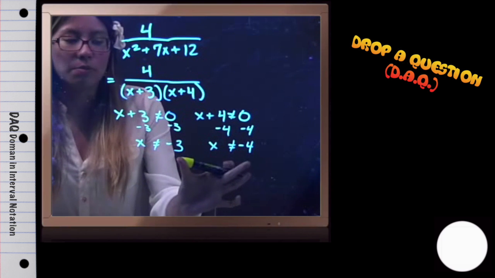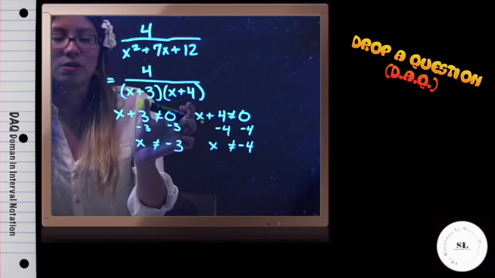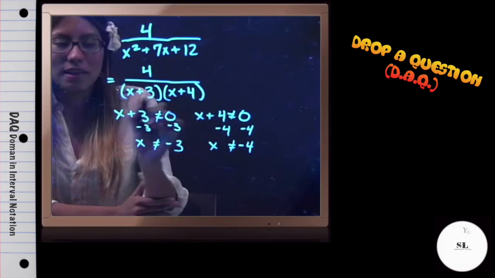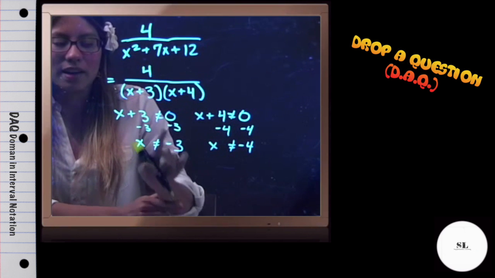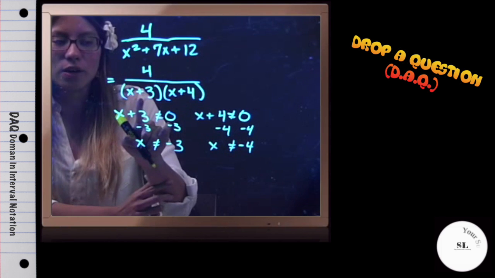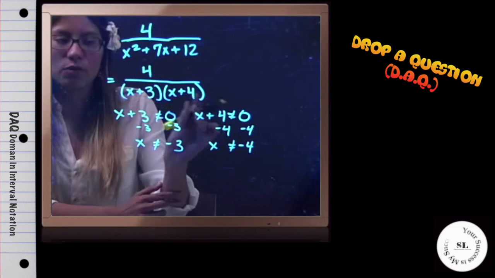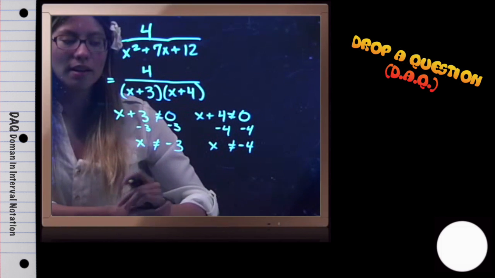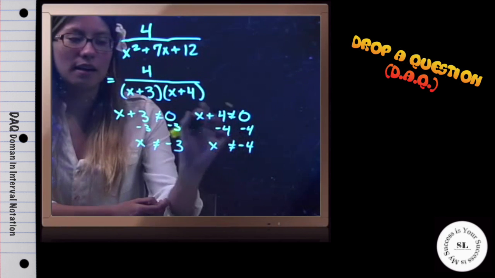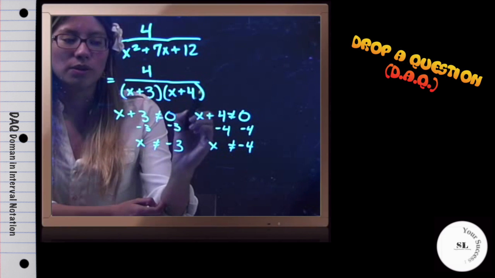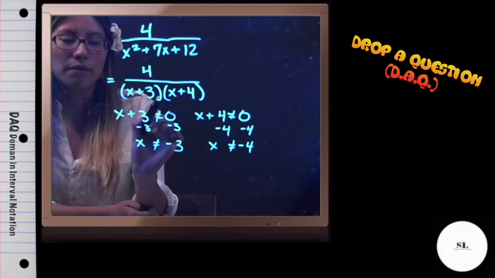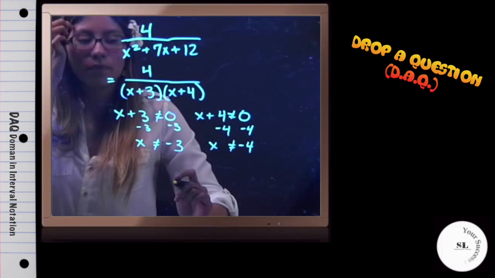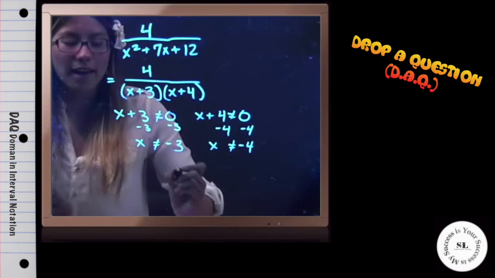And this is because if we plug in these values for x, we will get a 0 in the denominator. If we plug in a negative 3 here, it'll be 0 times negative 3 plus 4. All of this denominator will be 0, and we can't have 0 in the denominator. Same thing, if we plug in a negative 4 here, this group will turn into 0 multiplied by whatever this will be when we plug in a negative 4, making the whole denominator equal to 0. So we can't have that.